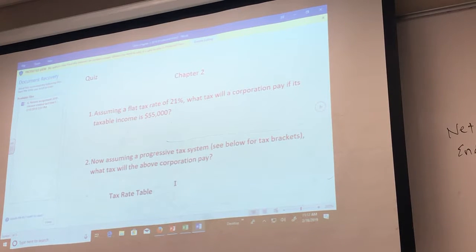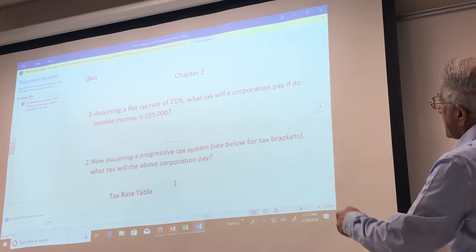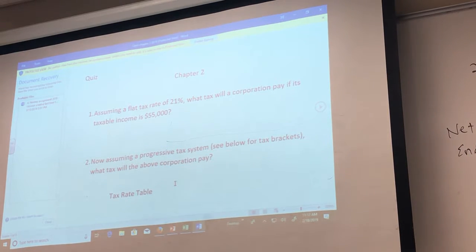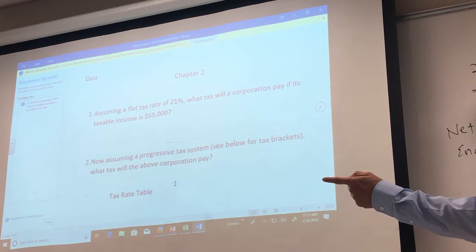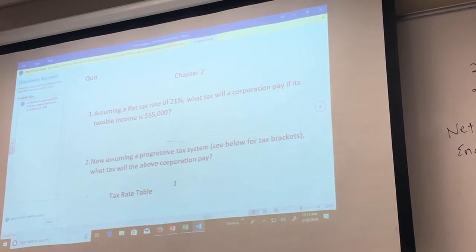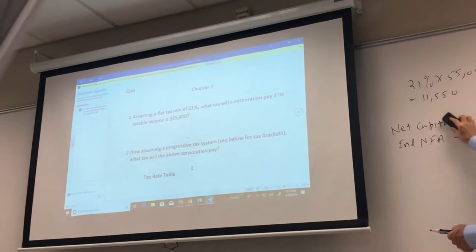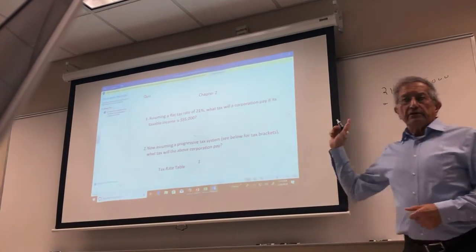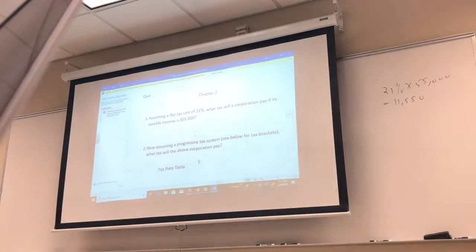So part 1, I believe most of you got it right. Flat tax rate, so all you need to do is 21%. That amount is your taxes. Can anyone tell me what the correct answer is? 11,550 was your answer. I think most of you got it right, as far as I can recall, for the first one, number 1. Okay, number 2.